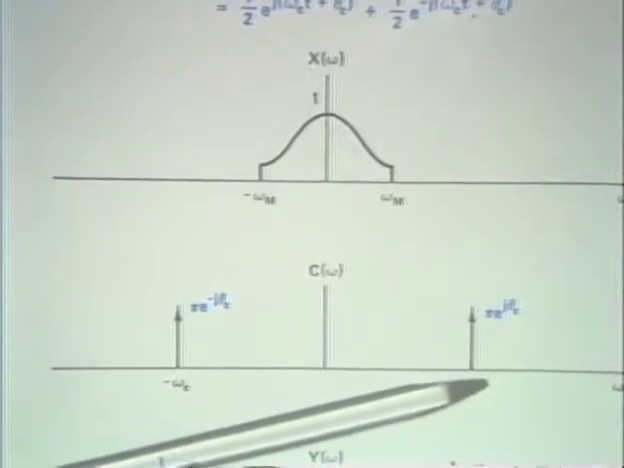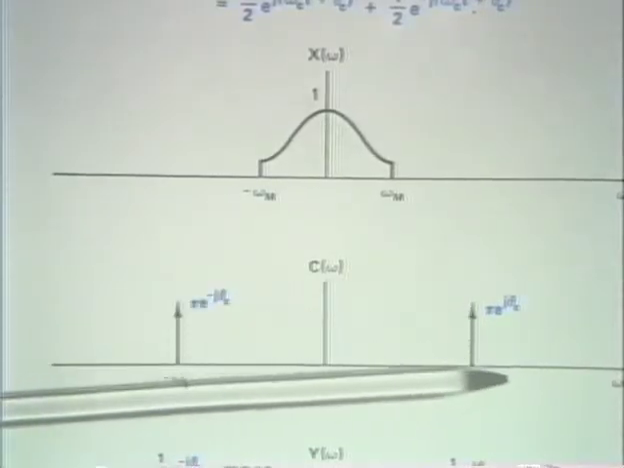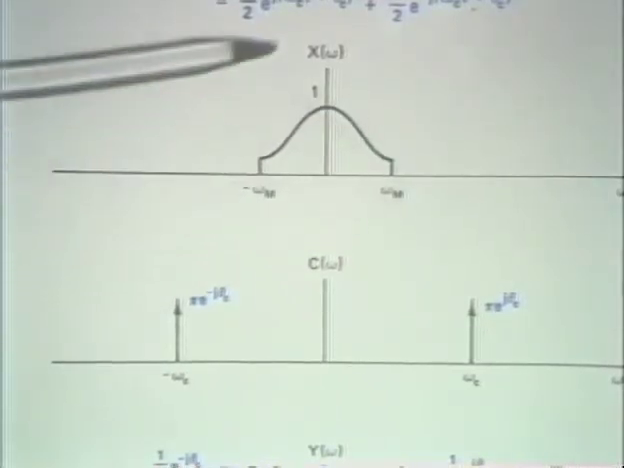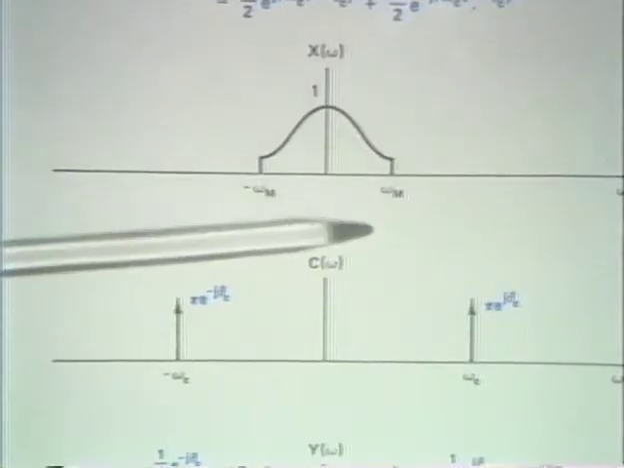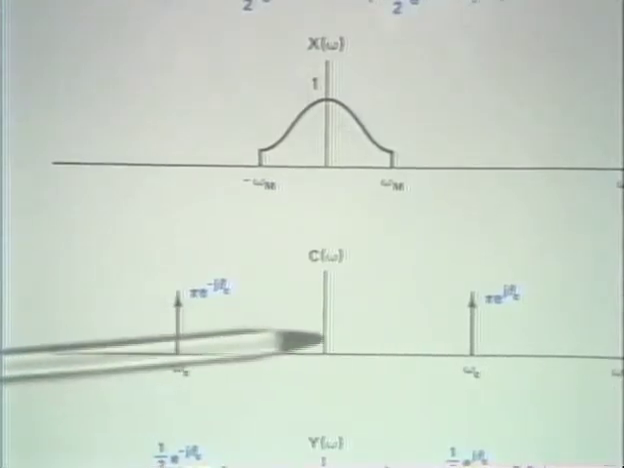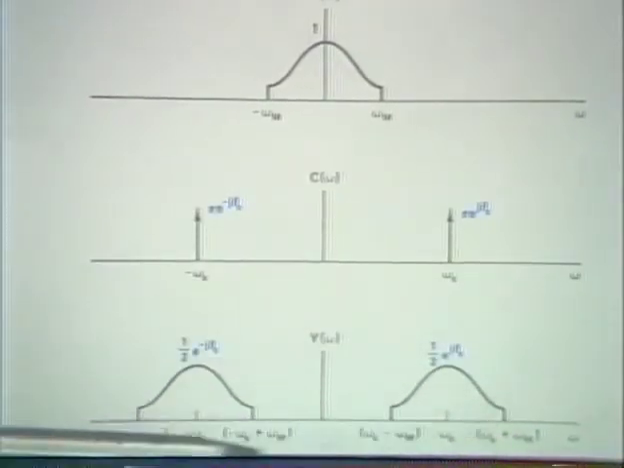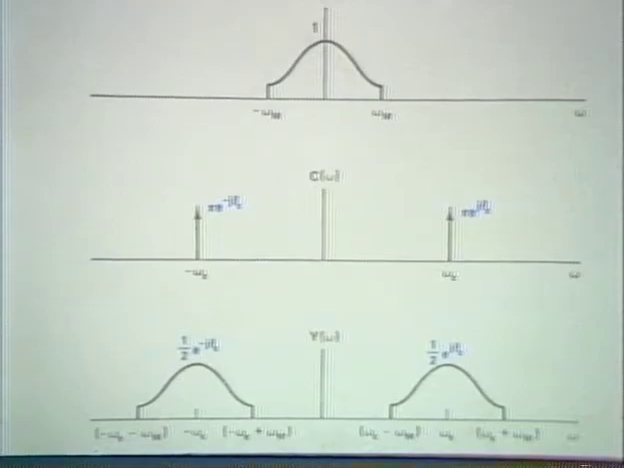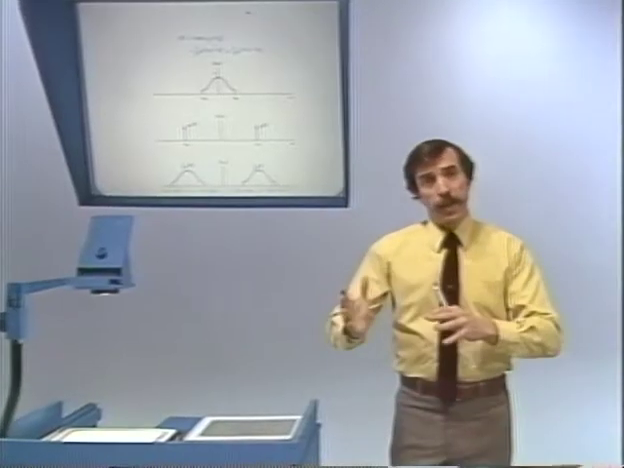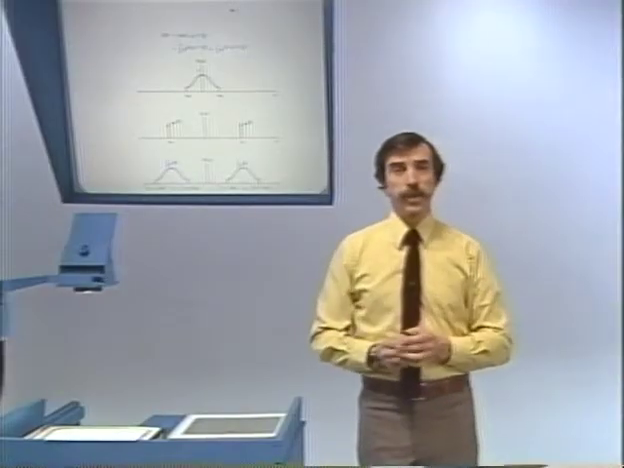And so now, when we apply the modulation property, we convolve this spectrum with this spectrum. The result, of course, is that the spectrum of the original signal gets replicated at both omega sub c and at minus omega sub c. The resulting spectrum at the output of the modulator is the spectrum that I show here. Now, with a sinusoidal carrier, we've moved the spectrum to both plus omega c and minus omega c.